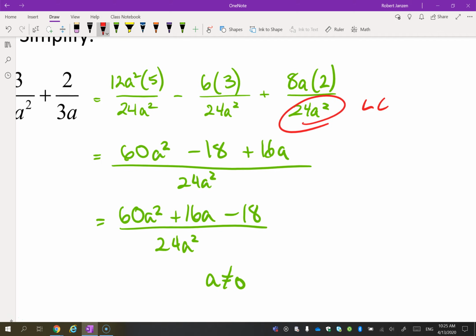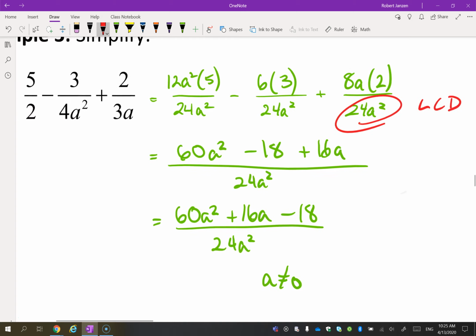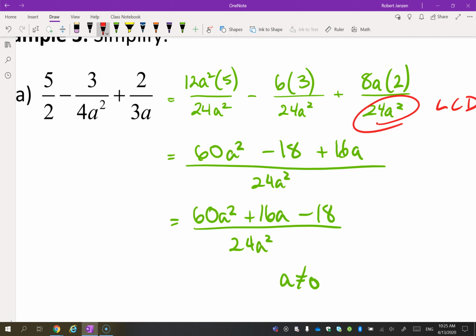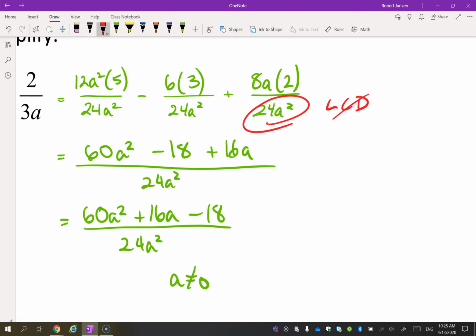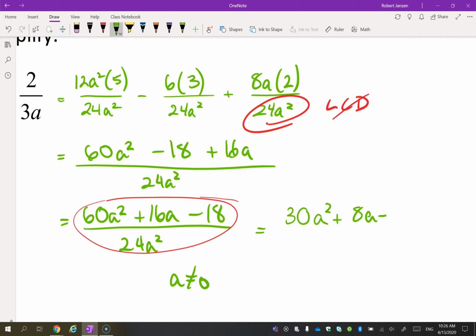Now, I don't know if any of you noticed, but I actually did not find the LCD, the least common denominator, right? I should have found 12a squared. So I didn't find the least common denominator. What does that mean? Well, if you look in our final answer, we can simplify. We need to divide each term by 2. So if I divide everything by 2, I'm going to get 30a squared plus 8a minus 9 over 12a squared, which should have been my least common denominator.